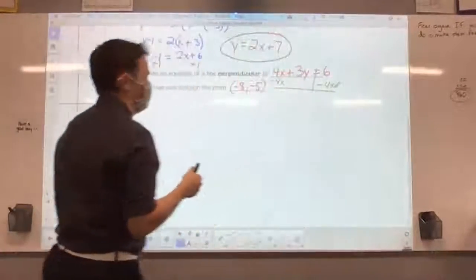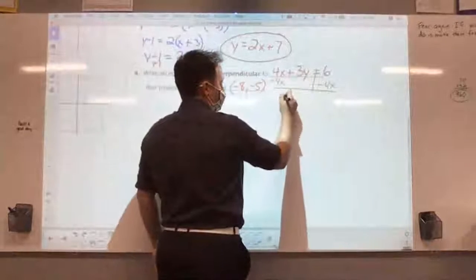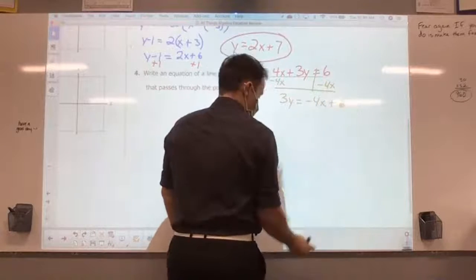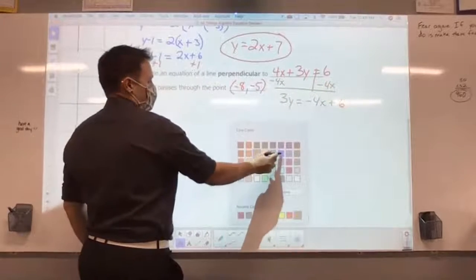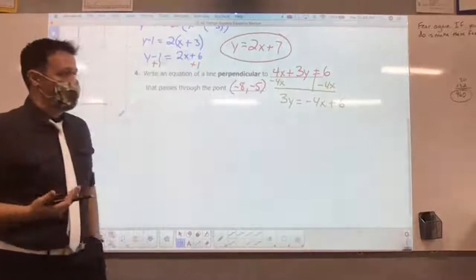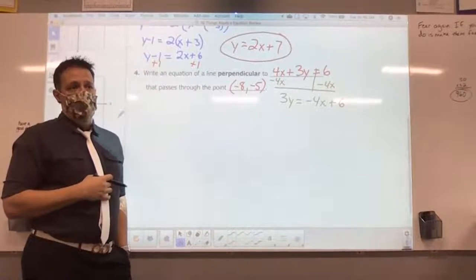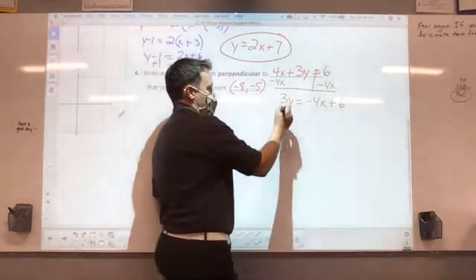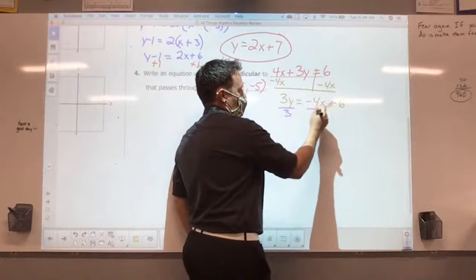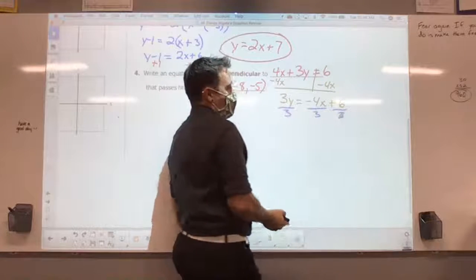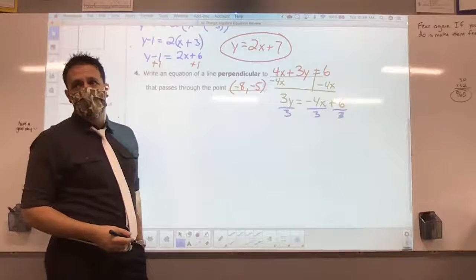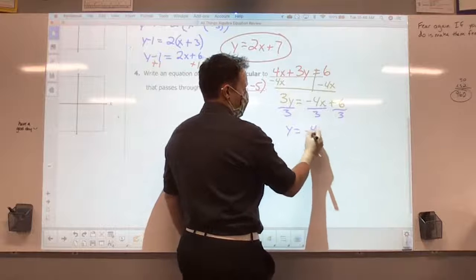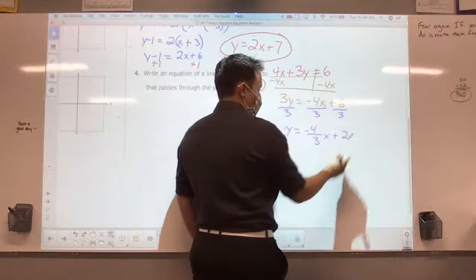All right, so on here, this would be 3y equals negative 4x plus 6. Now what do you do, ladies and gentlemen? Divide by what? The 3, not just 3y, but divide by 3. Okay, do I have my slope now? Yeah, okay. If you want to write the formula out, you can. It's y equals negative 4 over 3x plus 2.